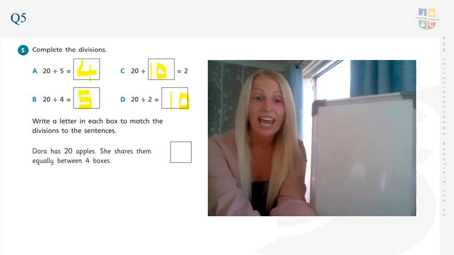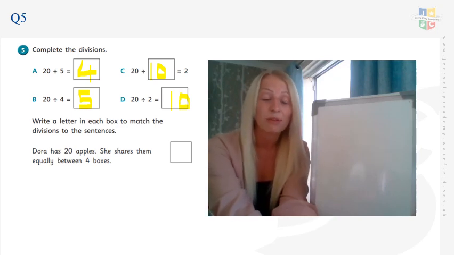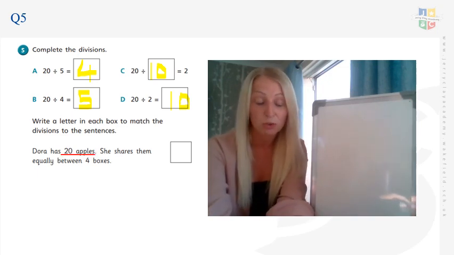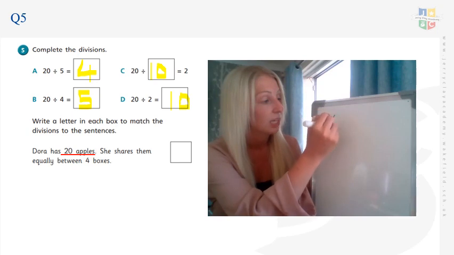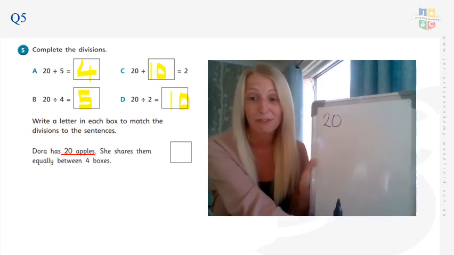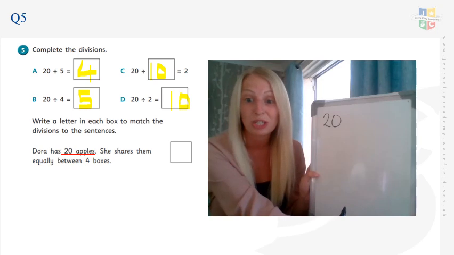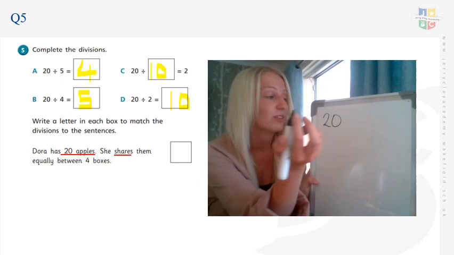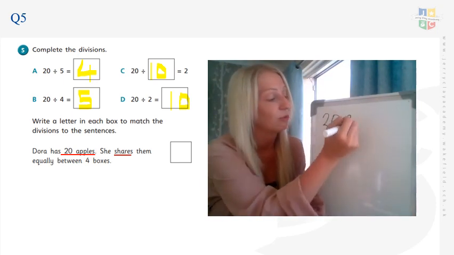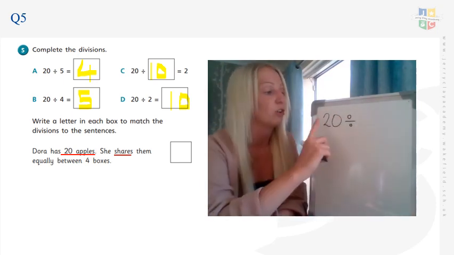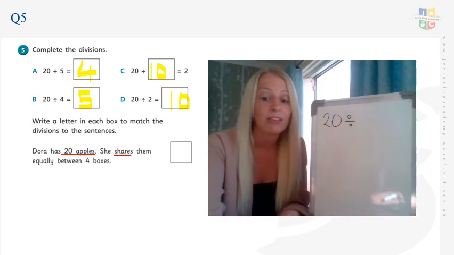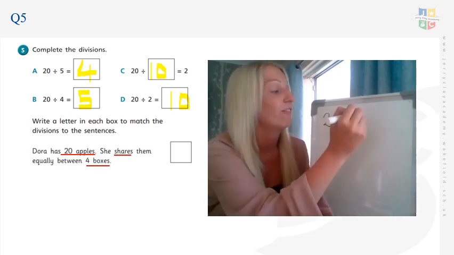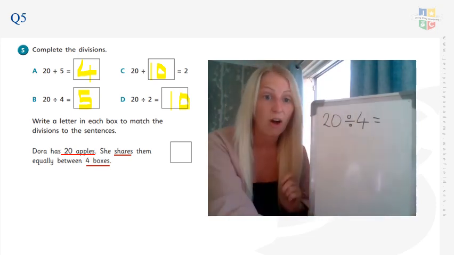So Dora has 20 apples. She shares them equally between 4 boxes. Now the important part is Dora has 20 apples, so 20 is an important number. So she starts off with 20 apples. Now it doesn't matter if they're apples, it could be 20 sweets, 20 chocolate bars, 20 dogs, as long as we know she's got 20. And she shares them, so that's telling me that she's going to share them into equal groups using our divide symbol. So she's got 20 and she's sharing them into 4 boxes, into 4 groups, 4 kennels, 4 bags. So 20 divided by 4.